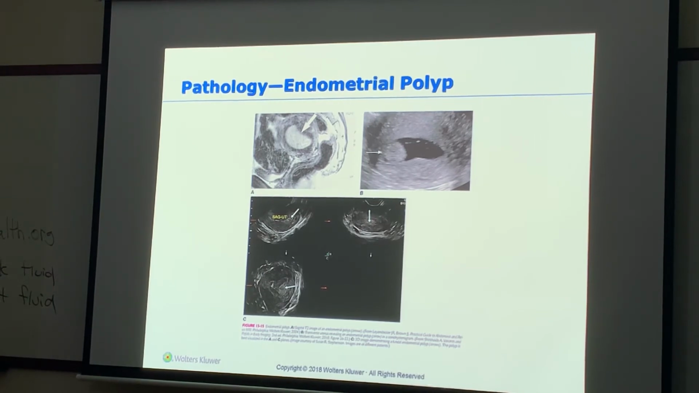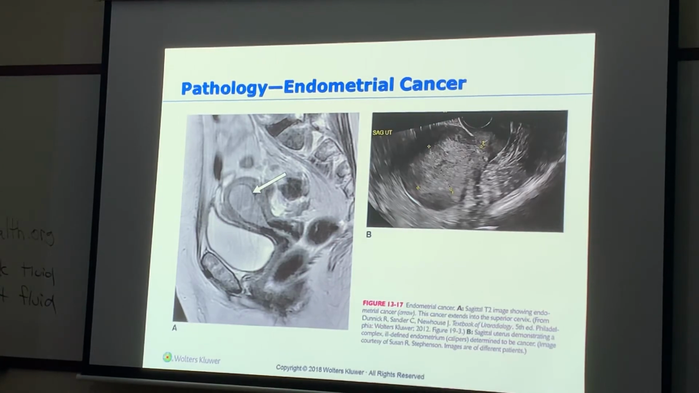DUB stands for what, Adelaide? Dysfunctional uterine bleeding. Okay, dysfunctional DUB. Uterine bleeding. Okay? I can also have endometrial hyperplasia. Hyperplasia means what, Asil? An overgrowth.